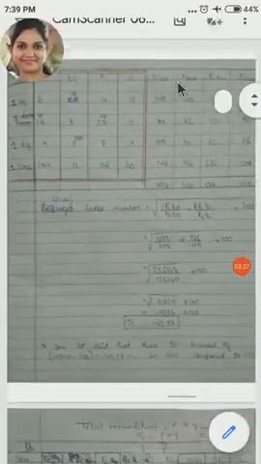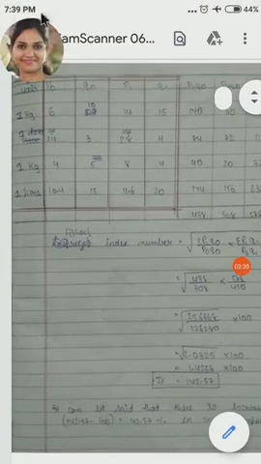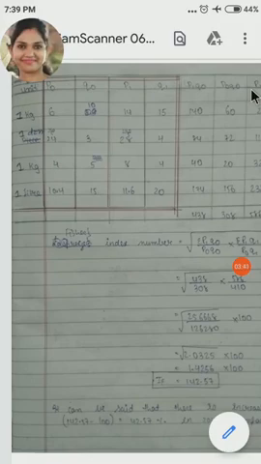See girls, these 4 columns are given. Right? So I make a bracket, I make a box over these 4 columns. Now you have to use your textbook also. I am explaining here in the answer.